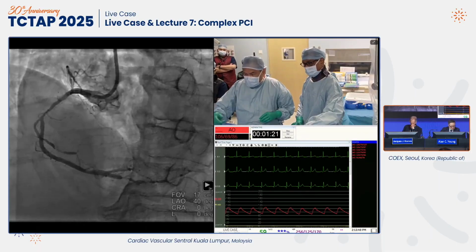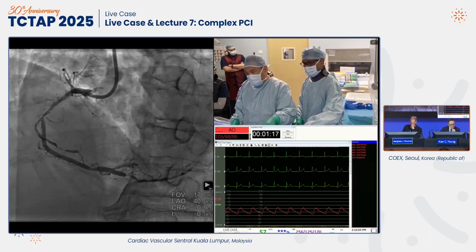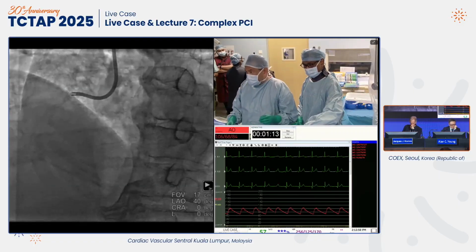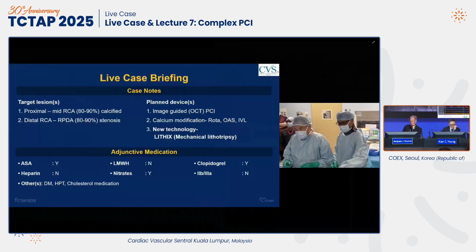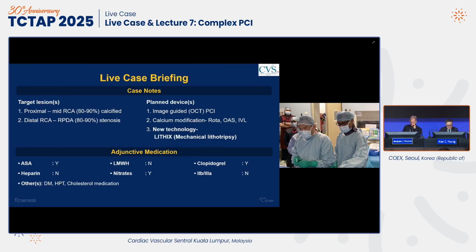Next, please. And this is going to be a mechanical lithotripsy. We are happy to say that we have been the first center in the Asia Pacific to actually use this. And we are going to use a Lytix mechanical lithotripsy balloon. That's how we're going to do it, because we can see that it's calcified. We're going to image it, and instead of the normal, regular devices, we're going to use this balloon.